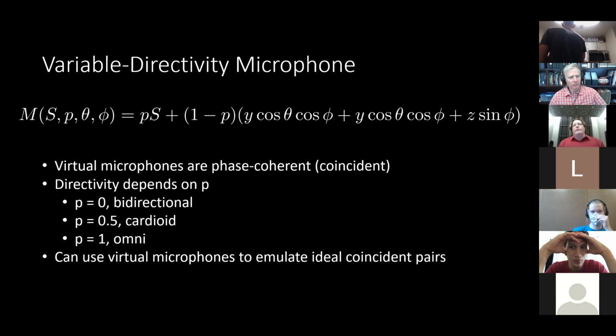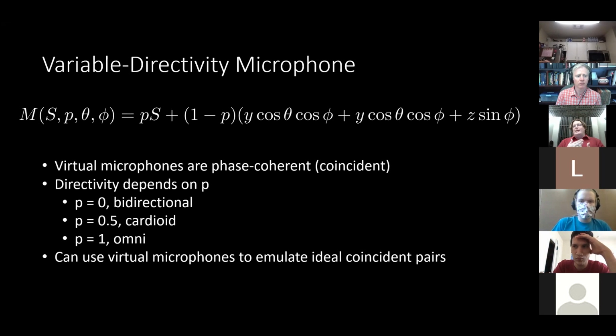So the nice thing about virtual microphones out of the sound field is if you start drawing multiple virtual microphones, they are phase coherent. They do represent actual coincident microphones. It's not almost coincident. It's not nearly coincident. They are, in fact, perfectly coincident. And then, of course, in this case, directivity depends on P.